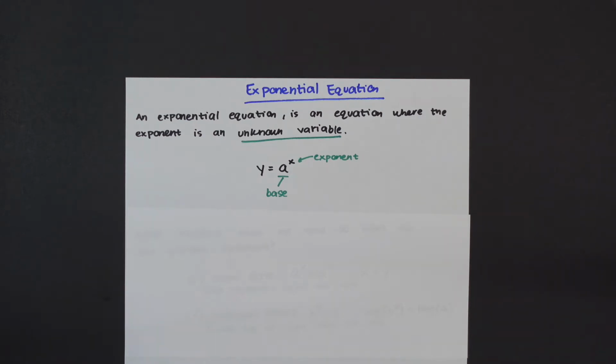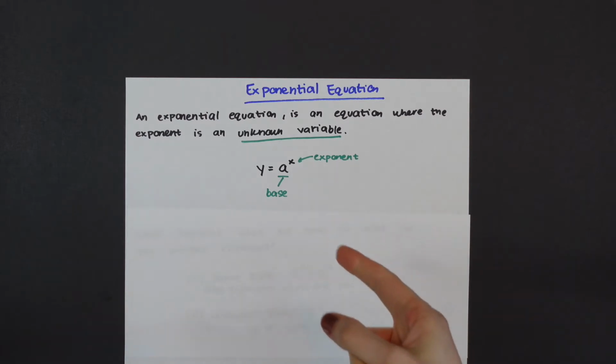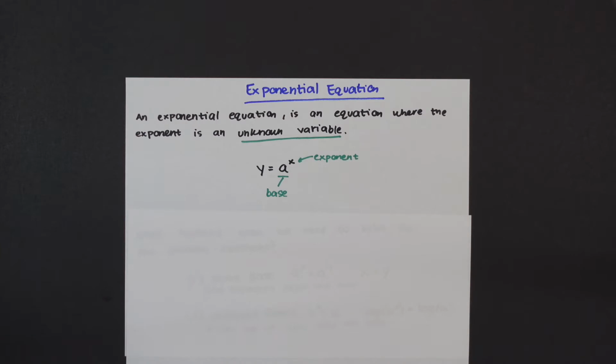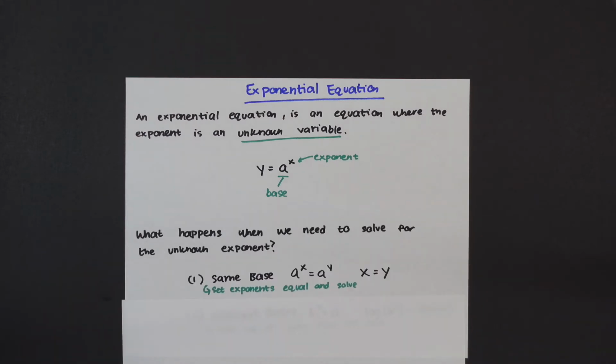But sometimes we're going to be asked to solve for this unknown exponent, this unknown variable, and there are 2 methods of doing this. If we need to solve for the exponent, and we're given an example like this, where they have the same base, notice a to the x is equal to a to the y, they both have a base of a, we can just set the exponents equal to each other and solve. So in this case, we would just say x equals y.